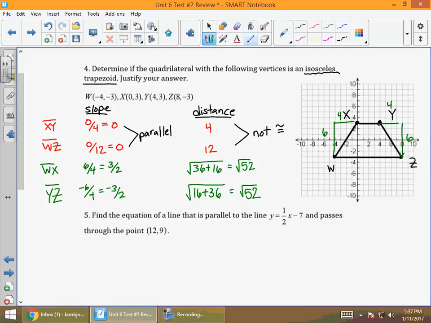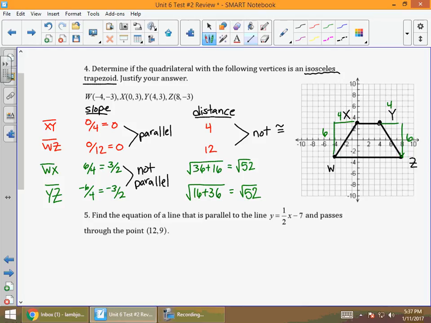So my first question, are the two segments parallel? +3/2 and -3/2, not parallel. So is this thing a trapezoid? Yes, it is. That right there tells me I have a trapezoid.